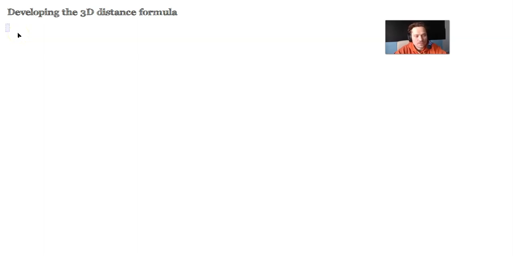We're going to develop the formula for finding distances in three-dimensional space. Hopefully, because you are doing this, you already are familiar with the basic Pythagorean theorem because we will make use of it here twice. That's all.